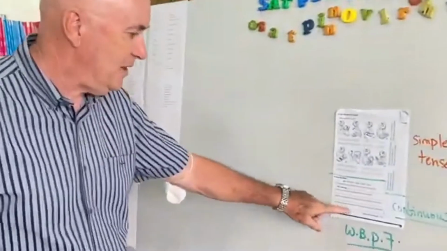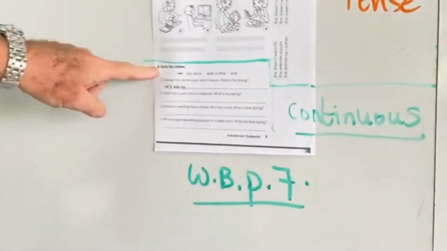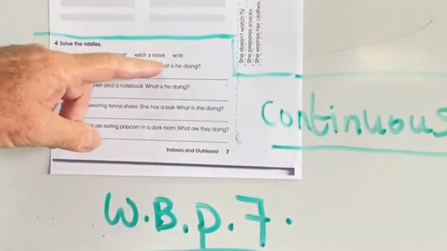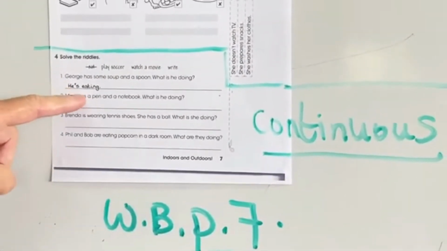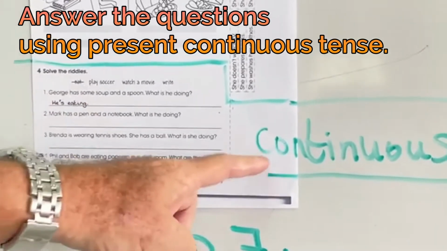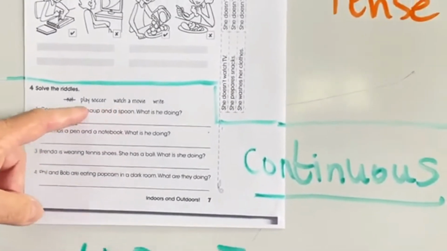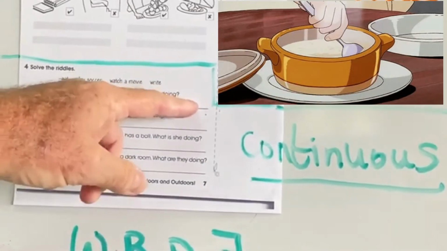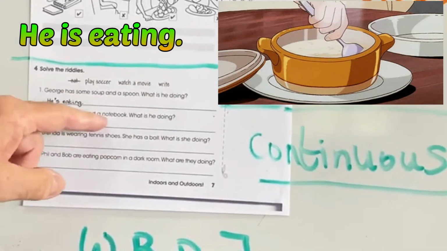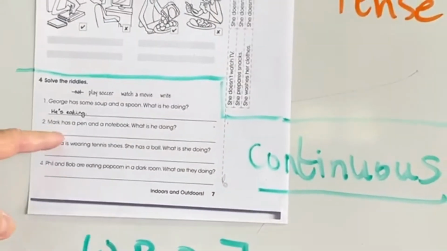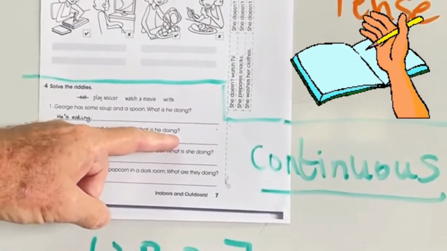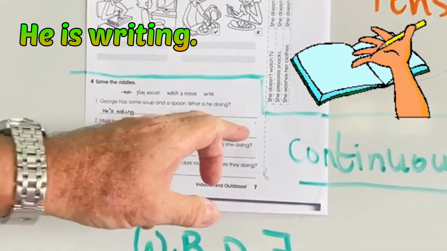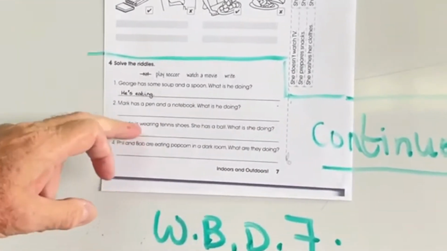So at the bottom here, question 4. Here we've got our base verbs, play, watch and write, and you've got to answer them, but using the continuous tense. So base verb is eat. George has some soup and a spoon. What is he doing? What is he doing now? He is eating. Mark has a pen and a notebook. What is he doing? What is he doing now? He is writing. And then see if you can do 3 and 4.